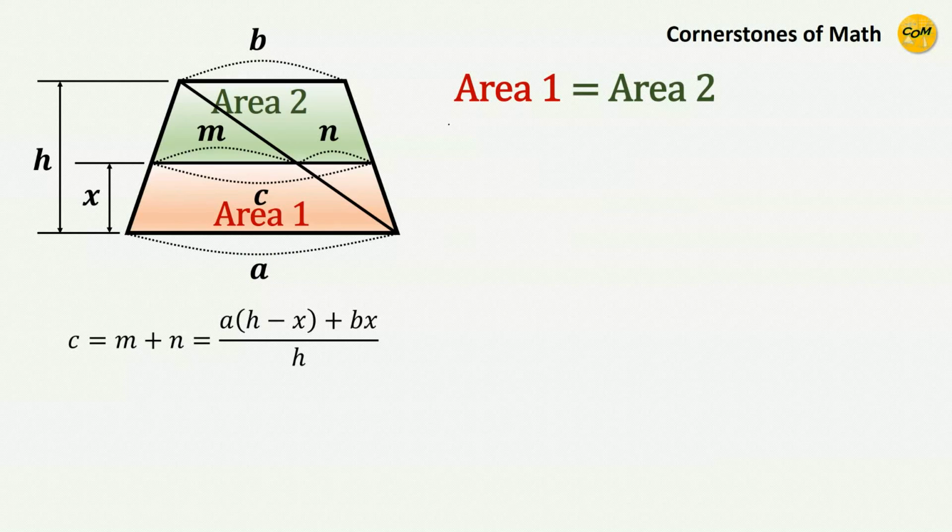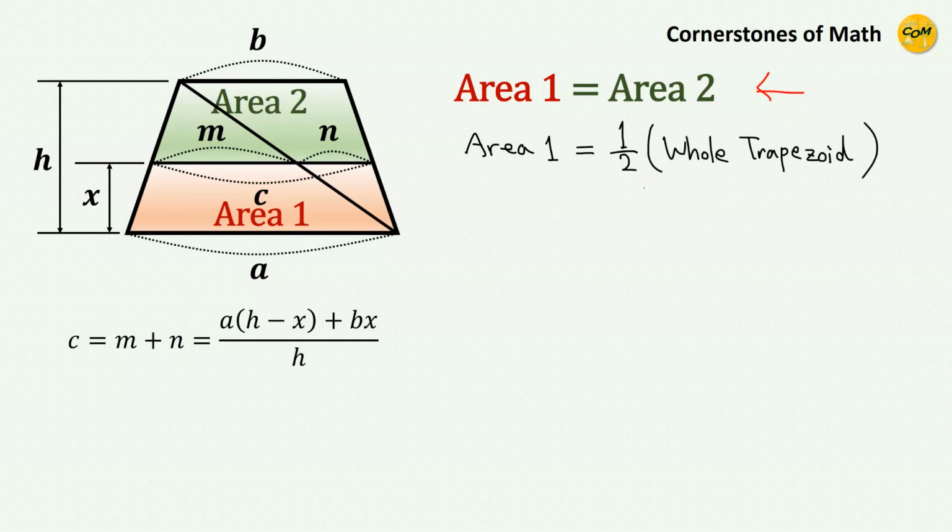And now it's time to use the given area relation. But here, instead of using the condition that area 1 is equal to area 2, let us formulate the equation by using an alternate expression of this condition, which is that area 1, the area of the bottom trapezoid, is 1/2 of the area of the whole trapezoid, which is the combined areas of area 1 and area 2. The advantage of using this relation becomes clear if we actually set up the equation.